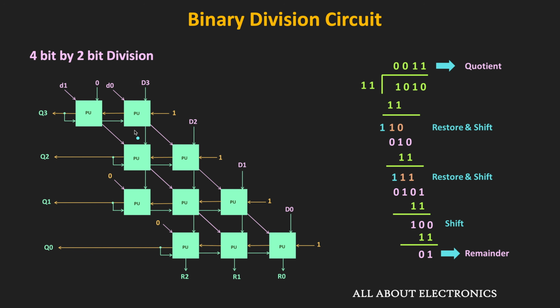In this circuit, since our dividend is of 4 bits, we will have 4 rows. That means here, the number of rows in the array is equal to the number of bits in the dividend. Now the second question is, in each row, how many processing units do we need to add? Since the divisor is of 2 bits, in the first 2 stages we will have only 2 units. And after that, in each stage, we will have 1 more unit. That means as you can see, in the last 2 stages, we will have 3 units. So in this way, we can design a divider circuit which can perform the 4-bit by 2-bit division.